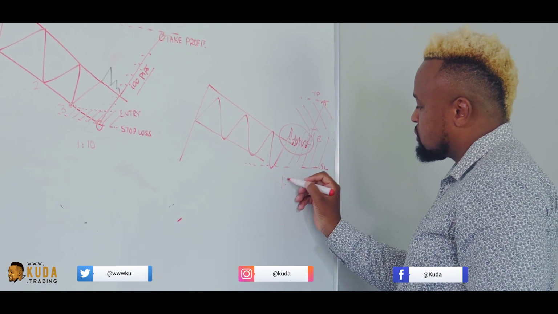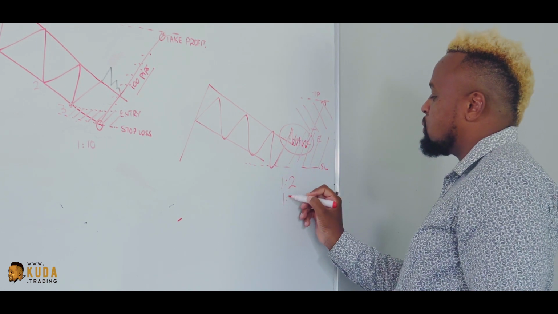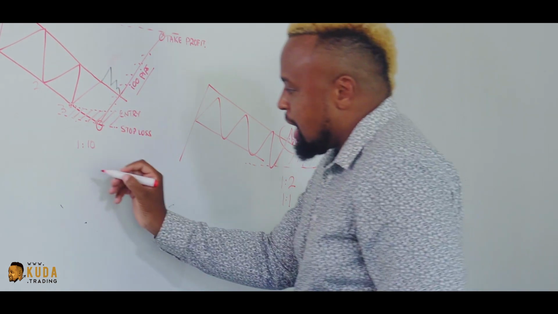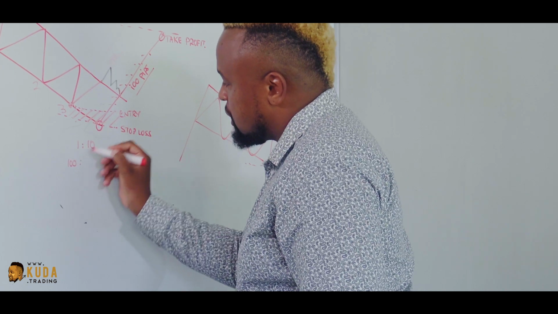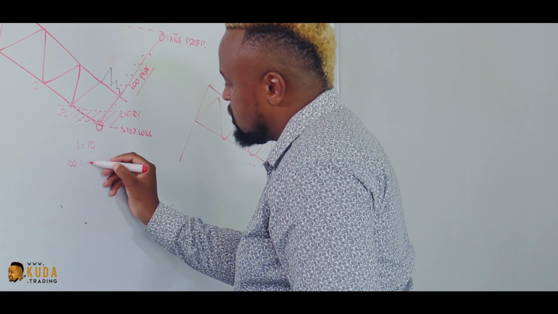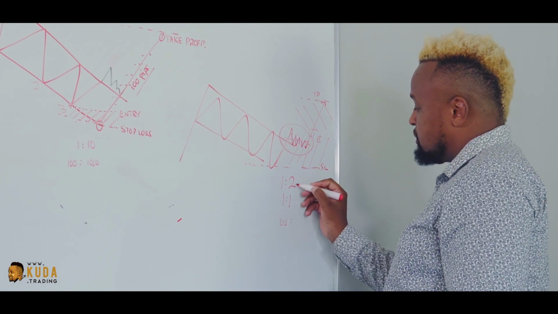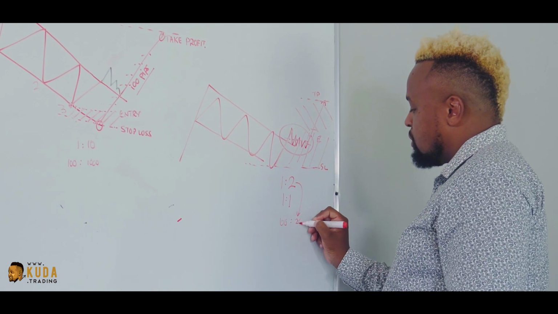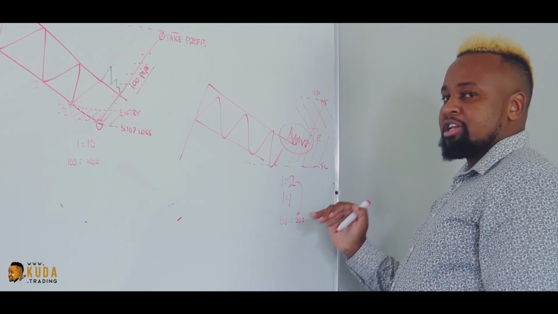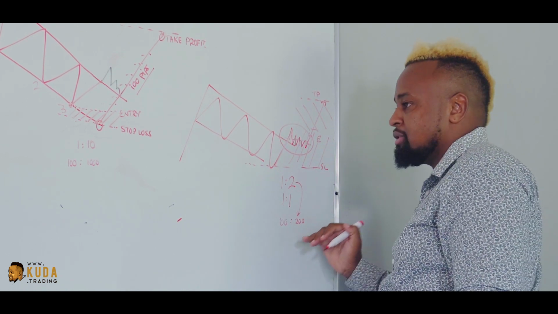In this instance, your risk reward can be 1:2, or even as low as 1:1, which means here, if you're risking $100, if you hit take profit, you make 1,000. In this instance, if you're risking 100, if you reach take profit, you're making only 200. This is an unsustainable way to trade, guys. You have to understand this.